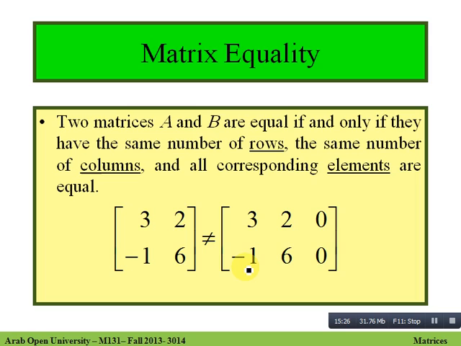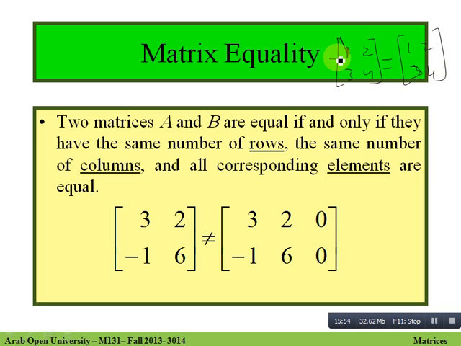Moving ahead, matrix equality. We can say two matrices are equal if they have the same number of rows, the same number of columns, and their corresponding elements are the same. For example, let us take two matrices. One is 1, 2, 3, 4. Another is 1, 2, 3, 4. So we say that these two matrices are equal.